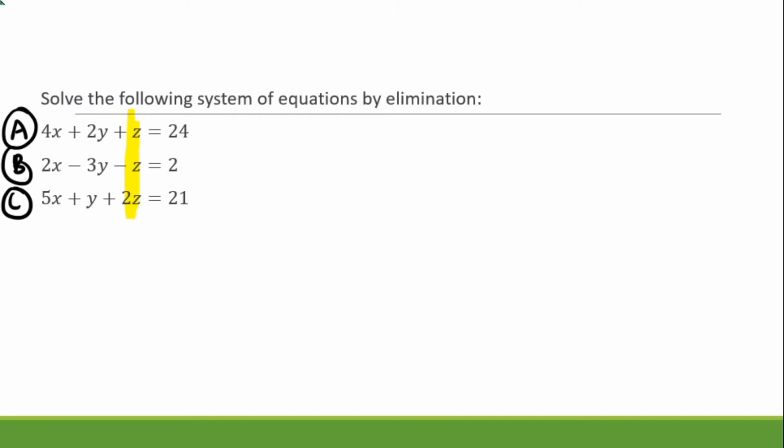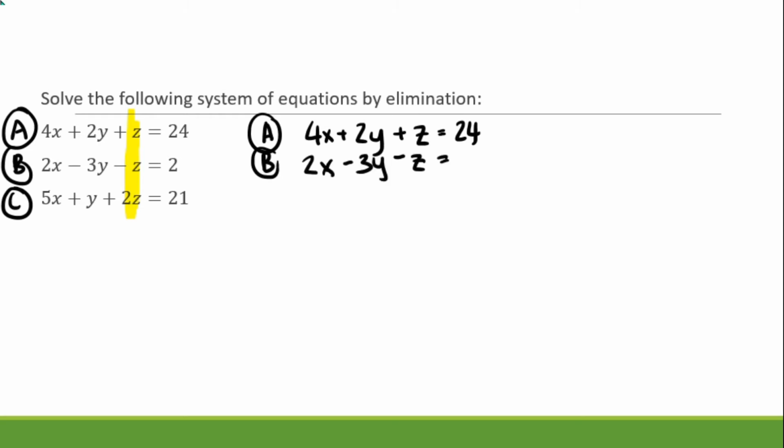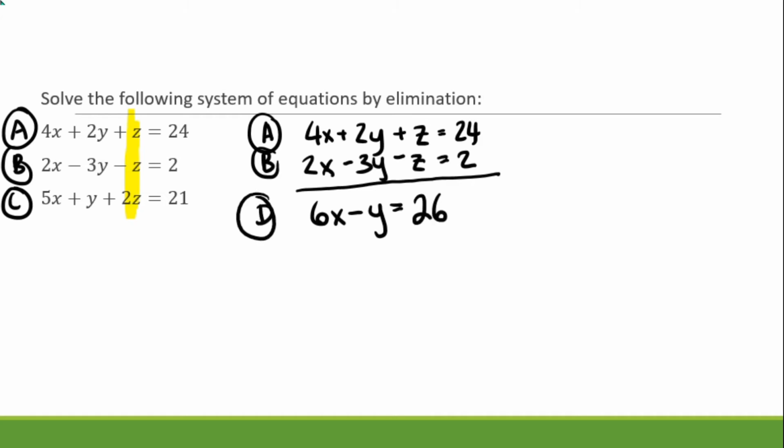So here we go. I'm going to start by adding equations A and B. 4x plus 2y plus z equals 24. 2x minus 3y, sorry, clean up that x, minus z equals 2. 6x minus y equals 26. Call that equation D, set it aside.